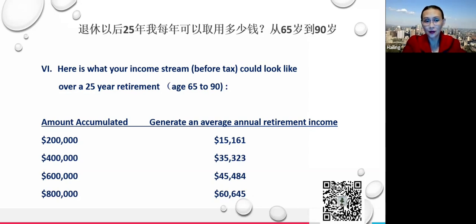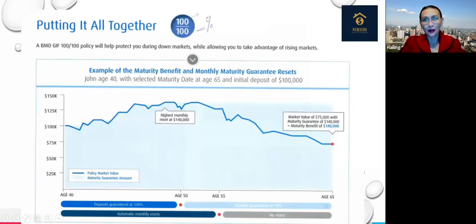You build a cash reserve over $800,000, and then you will be able to see that every year you can withdraw 60,000. So this is a much better lifestyle, right? And then I would like to also show you the places we suggest to put the money.